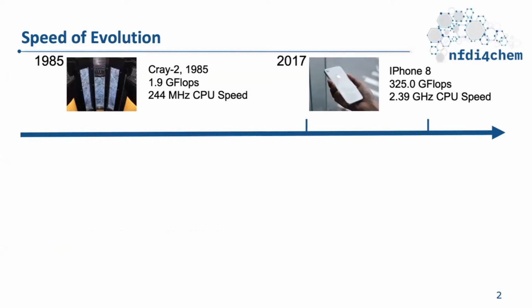So if you look at the speed of evolution over the last few decades, back in 1985 there was this great supercomputer, which had the capacity of 1.9 gigaflops calculations and 244 megahertz. But over the years, now an iPhone has more capabilities, around 325 gigaflops with 2.39 gigahertz of CPU speed.